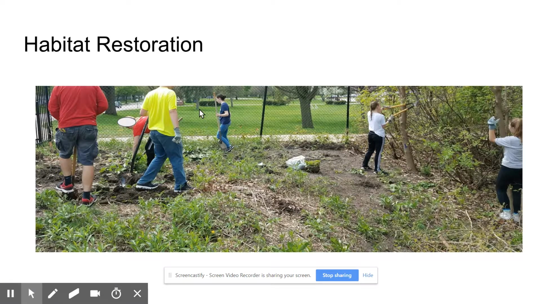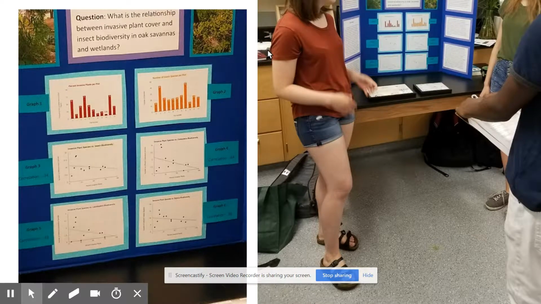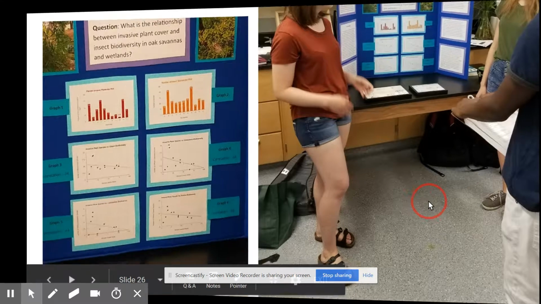Students also went out and did some restoration and added more biodiversity to our existing prairie. Some students were able to use some of the data that we collected to make sense of the roles of biodiversity, or the distinctions between different ecosystems in terms of biodiversity and the effects of things like non-native species.